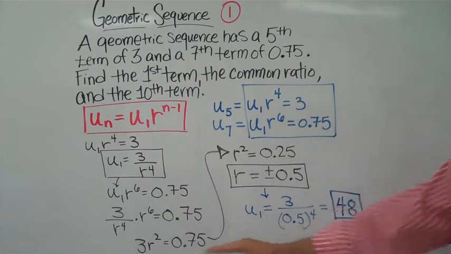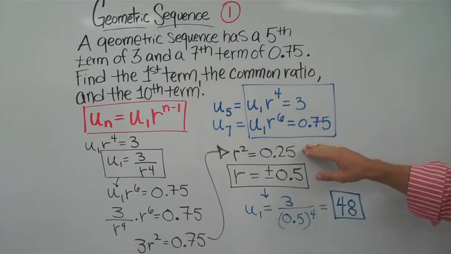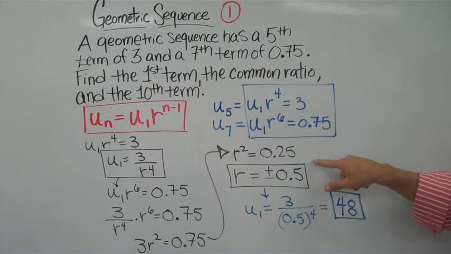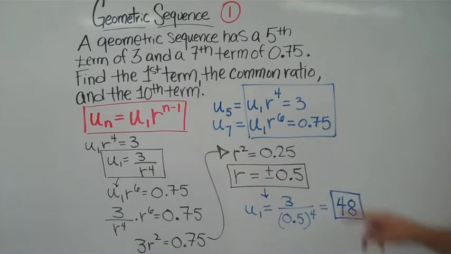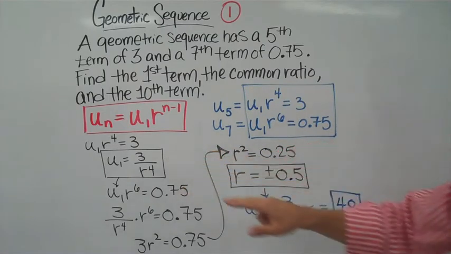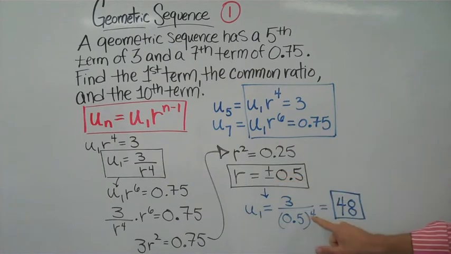Divide both sides by 3, and we wind up with r squared equals 0.25. Take the square root of both sides, and we get r is equal to plus or minus 0.5. Well, I go back here to u1 equals 3 over r to the fourth, and I plug in. It doesn't matter because I'm raising to the fourth power. Both negative and positive will give me a positive answer. And I find u1 is equal to 48.